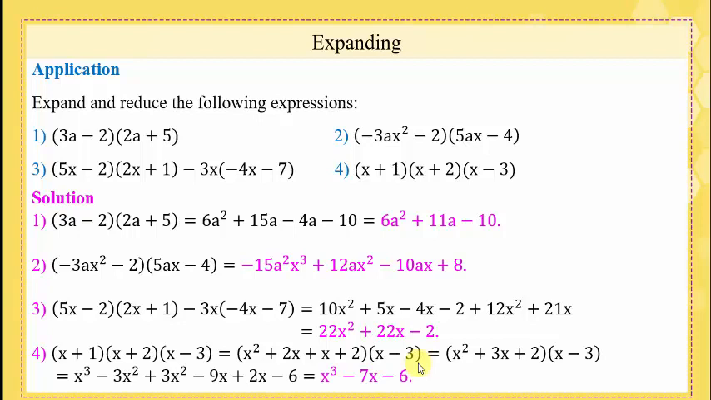And then we multiply x squared by x, x cubed. X squared by minus 3, minus 3x squared. Plus 3x times x, plus 3x squared. Plus 3x times minus 3, minus 9x. Plus 2 times x, plus 2x. Plus 2 times minus 3, minus 6. We reduce them to get x cubed minus 7x minus 6.